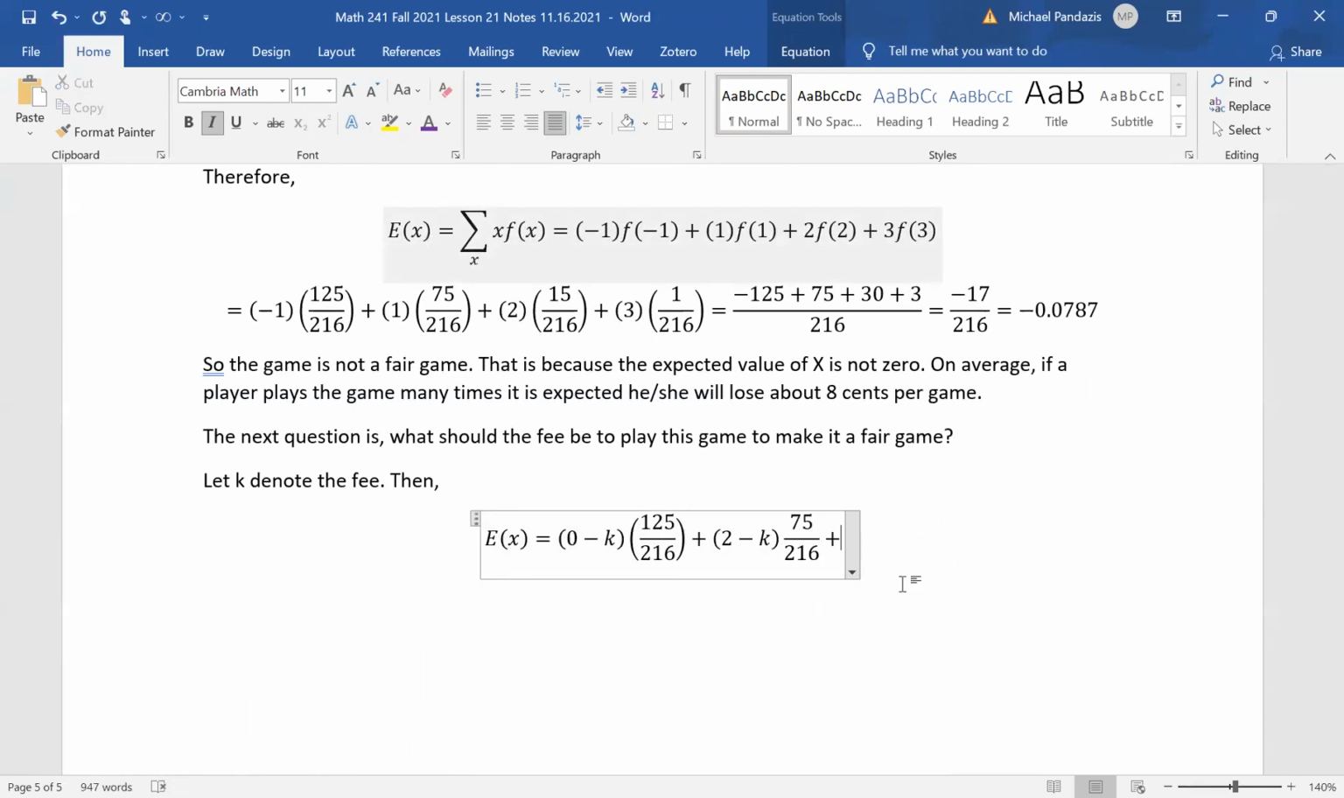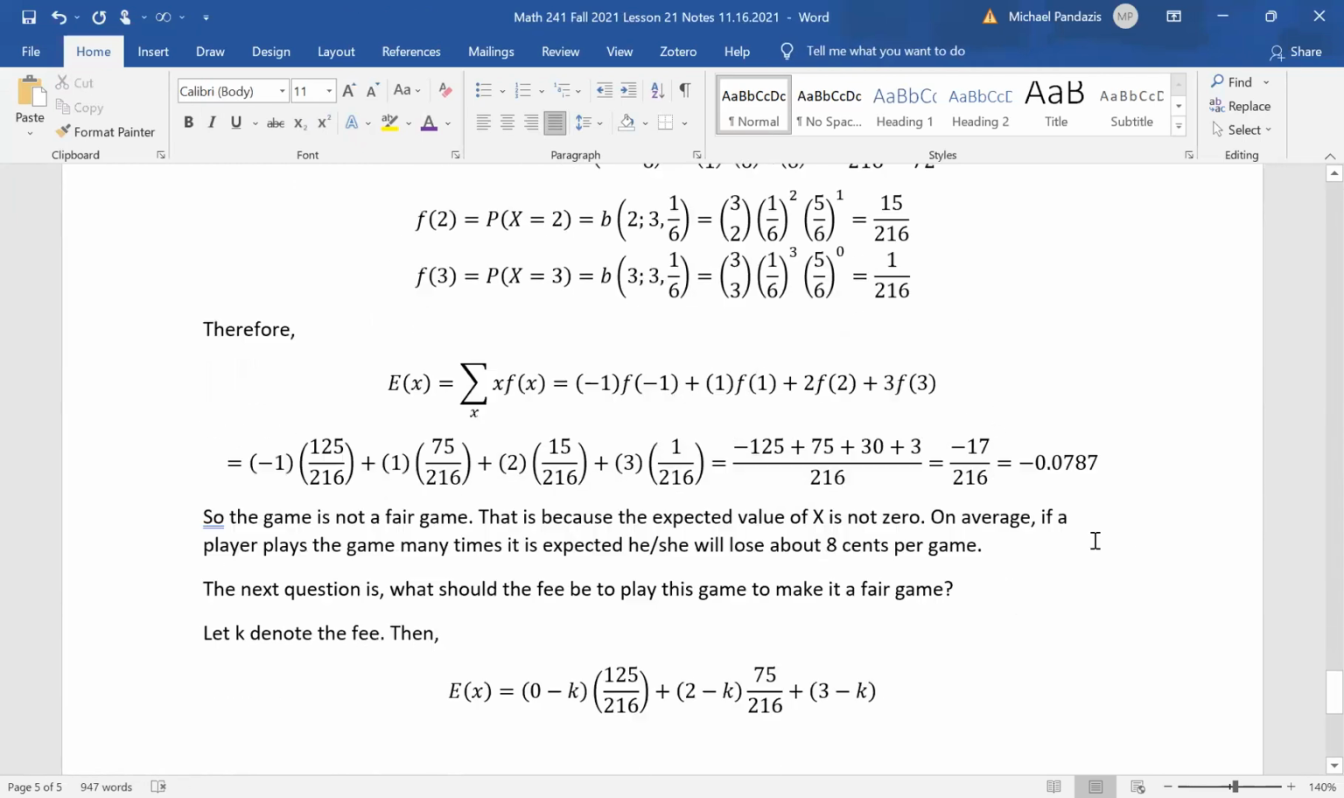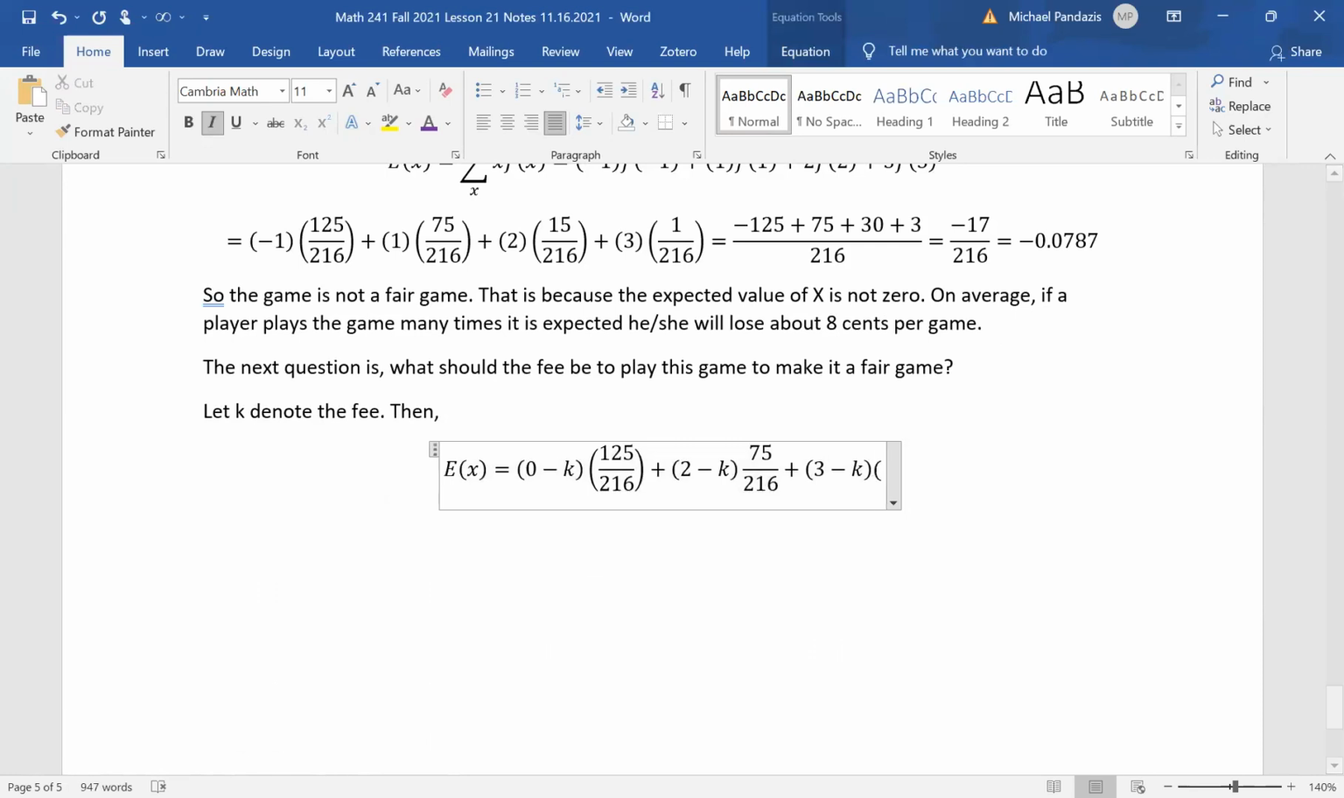The next one is, if your number appears twice, you could make $3 after paying a fee of k dollars. So if you make $3 by playing the game, after paying a fee of k dollars, your net gain is 3 minus k. So the probability of having a net gain of 3 minus k is the probability that your number appeared twice. The probability that your number appeared twice is f of 2 in the previous part, when the fee was 1. That's 15 over 216.